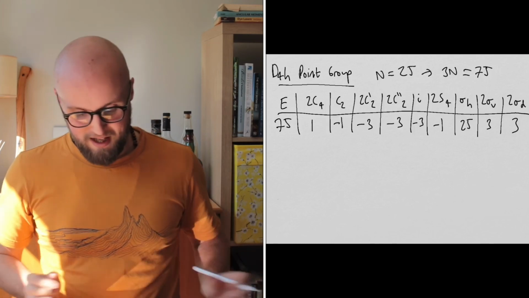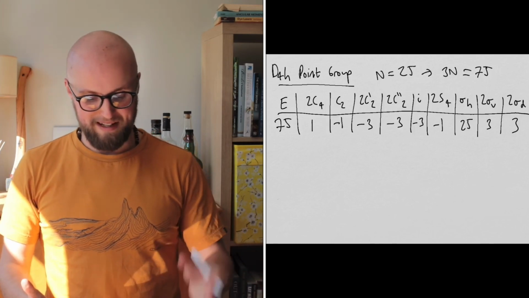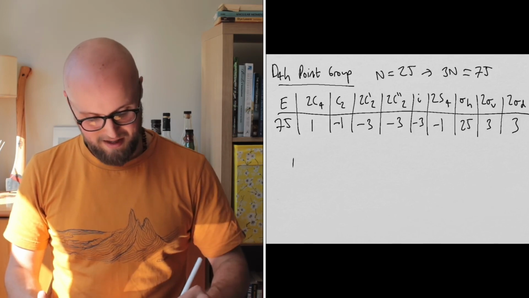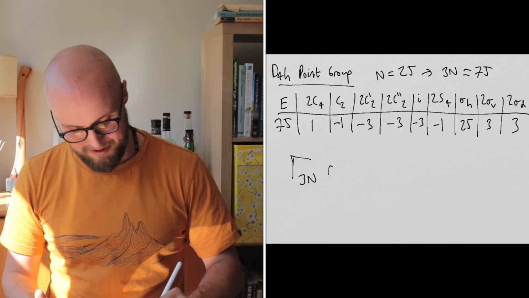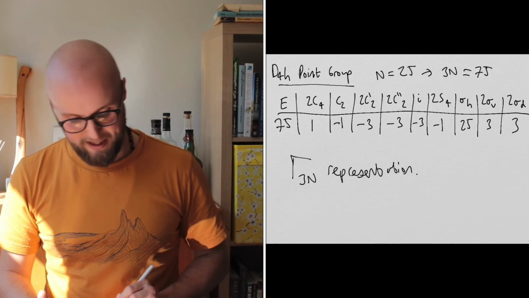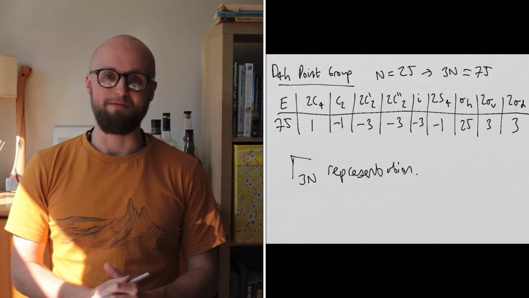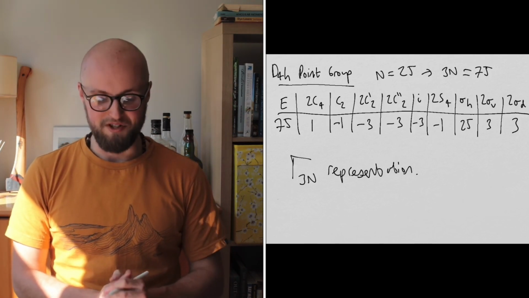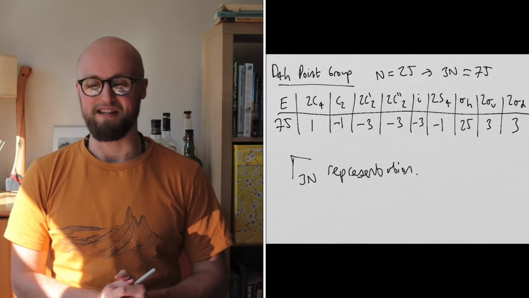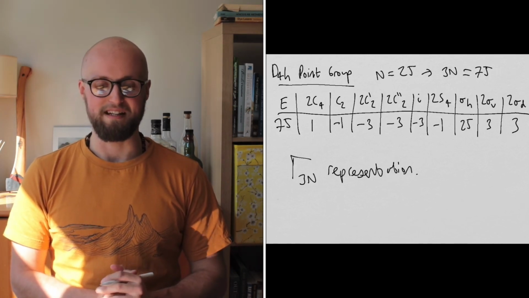So hopefully you can see how we've systematically gone through and filled in this table. And what we've got now is the gamma 3n representation. Okay, but this representation is going to be what's called reducible, right? We can reduce the representation, and that's the topic of the next video. We're going to reduce this and then look at what we're going to see in the infrared or the Raman spectrum.